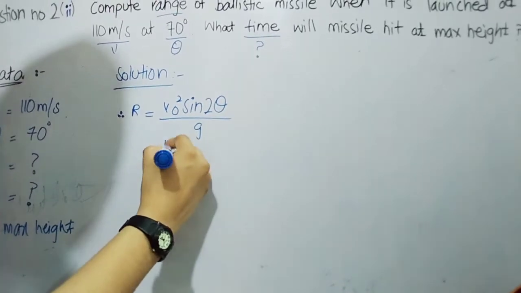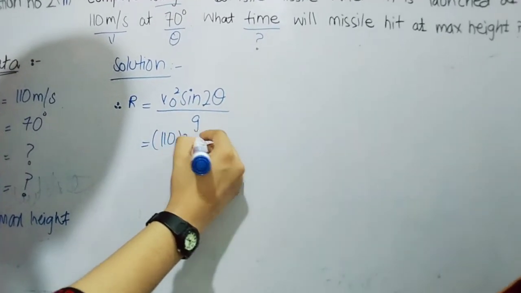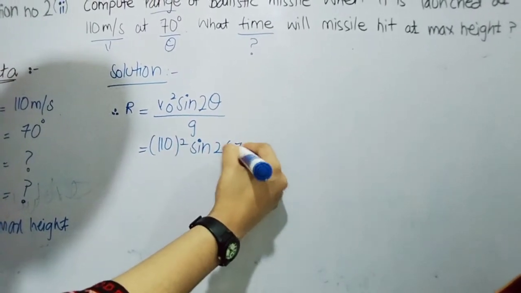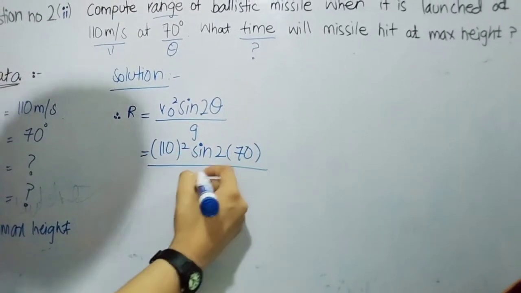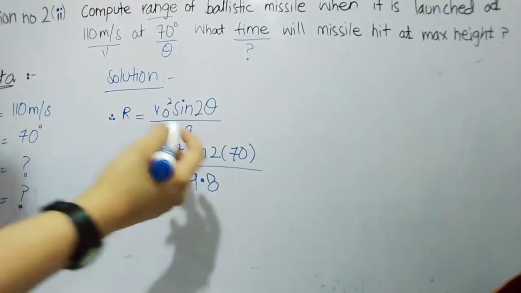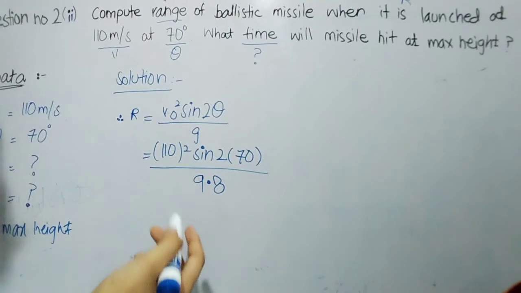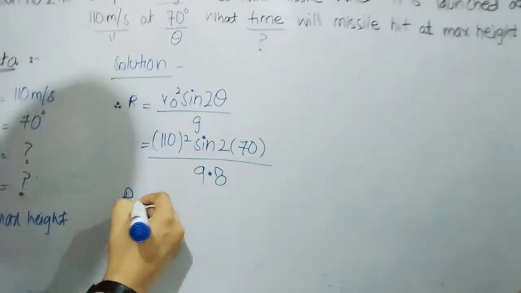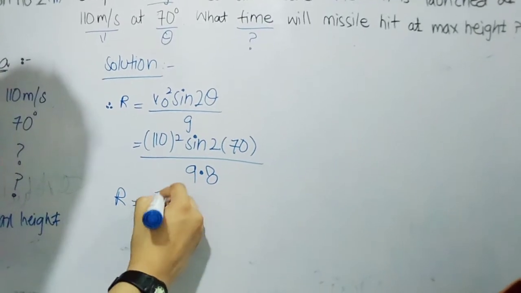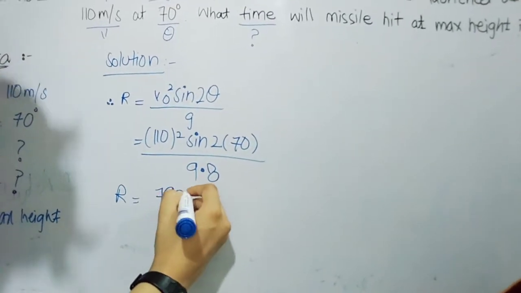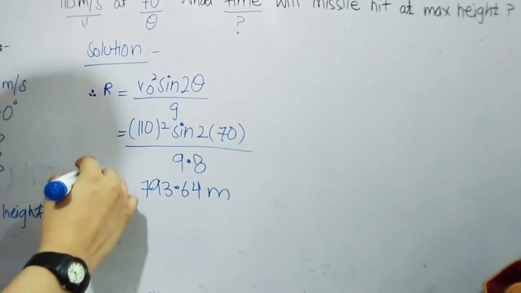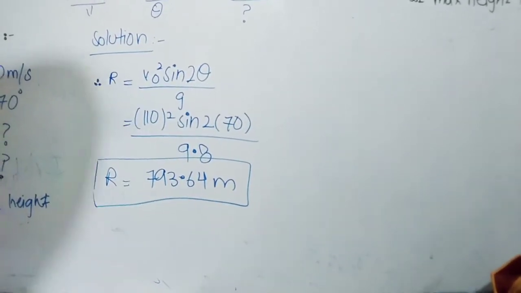Now the velocity is 110 square. Don't forget to square it. Sine twice into angle of elevation, which is 70 degrees, divided by, of course, we all know what gravity would be. It would be 9.8. This is acceleration due to gravity, not actually gravity. And you can find out with your calculator, the answer is 793.64 meters. I've already found it out. That is our range. That's it.